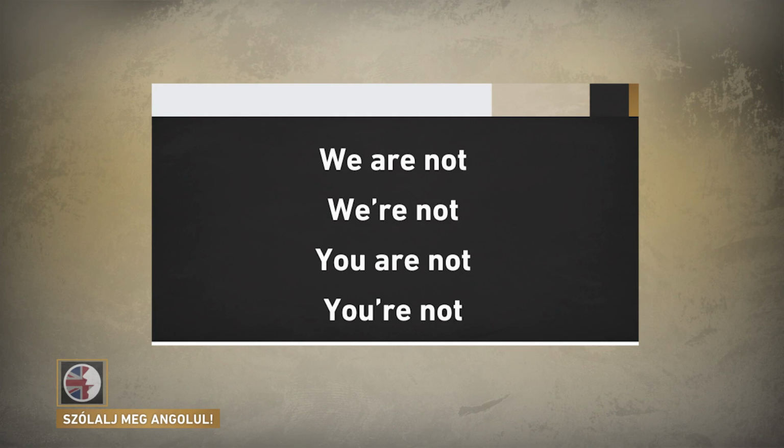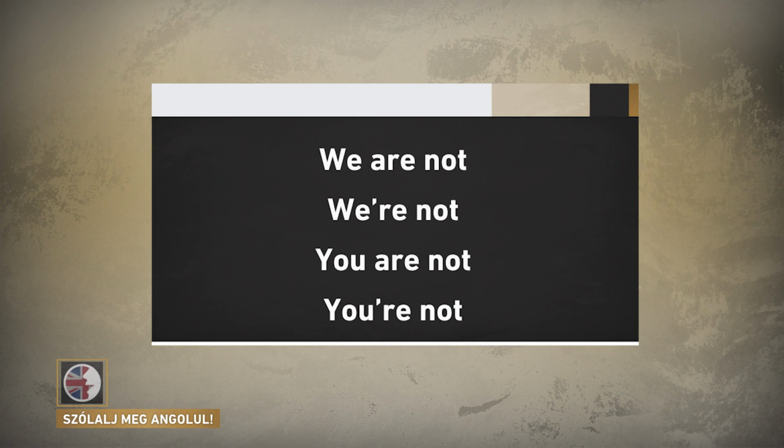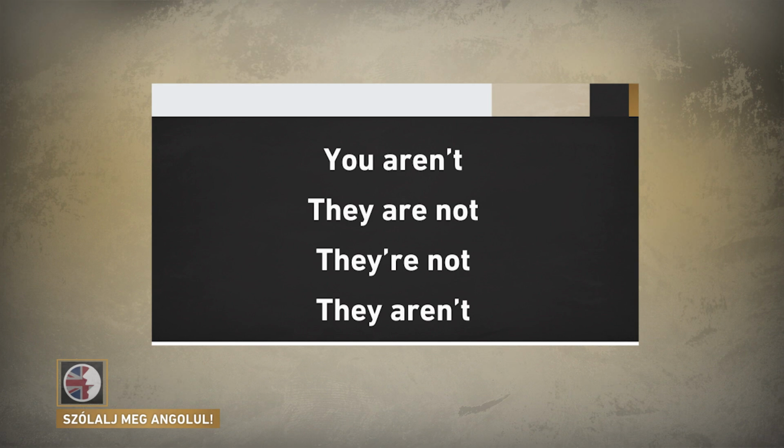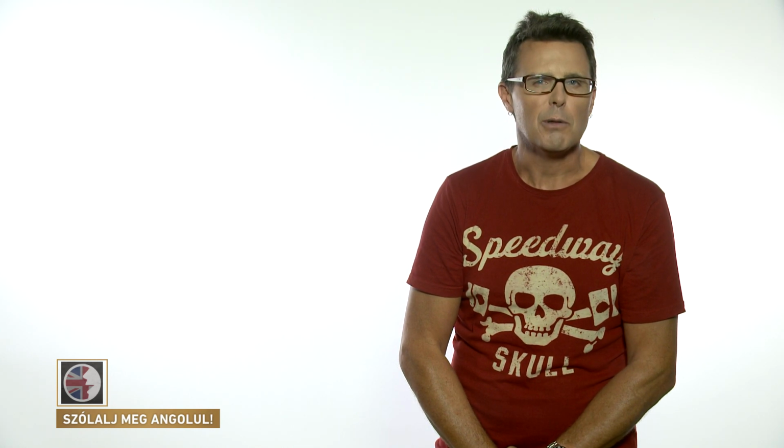We are not. We're not. You are not. You're not. You aren't. They are not. They're not. They aren't. So, we learned the positive and negative form of the verb to be, both the singular and the plural. So, let's see the table, Mabel.